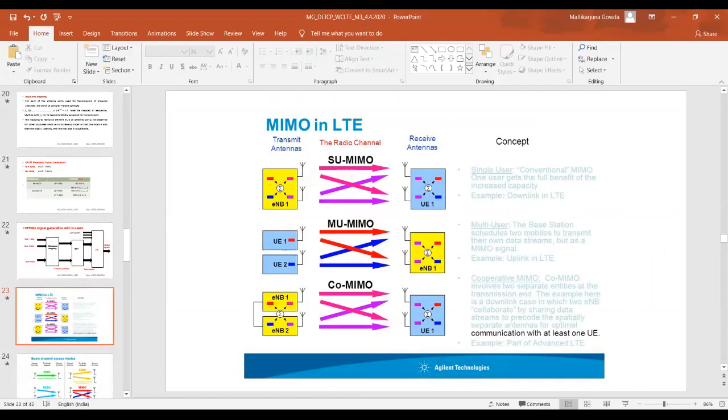I will come back to this slide later because it has something different: single user MIMO, multi user MIMO, and cooperative MIMO. These are the three broad categories of MIMO: single user, multiple input, multiple output; multi user, multiple input, multiple output; and cooperative, multiple input, multiple output. What they are, I will come back to later, but first I need to tell you about the basics of MIMO.